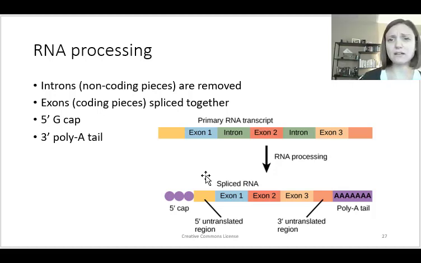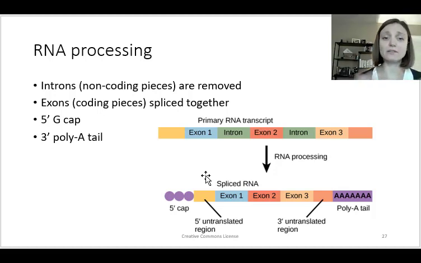And the poly-A tail acts to help slow down the process of degradation, because these RNA transcripts are going to be hanging out in the cytoplasm. There are other enzymes that are going to be kind of chewing them down and making them shorter. And that poly-A tail slows down that process of RNA degradation.